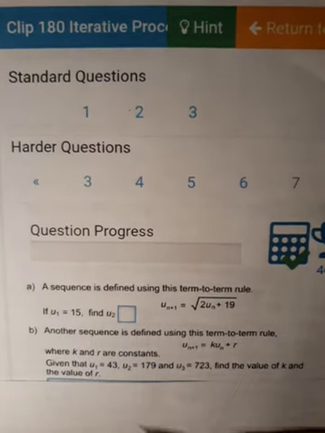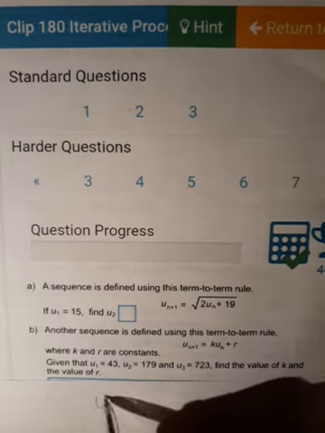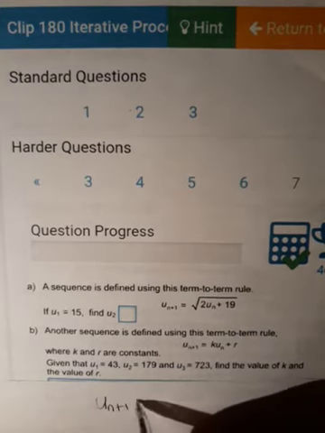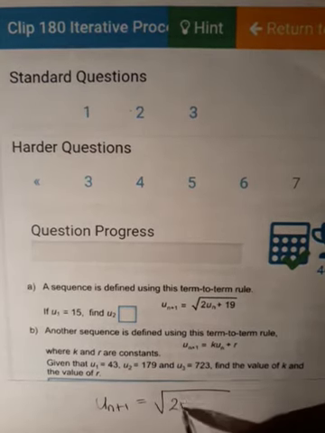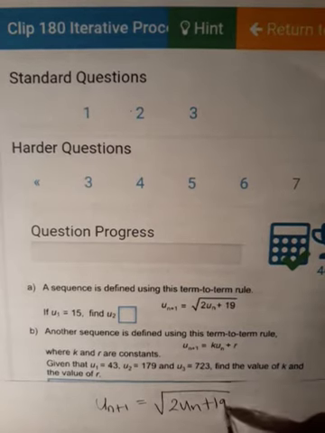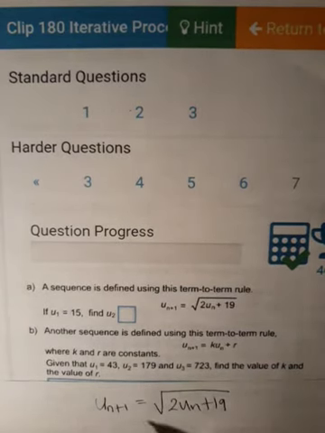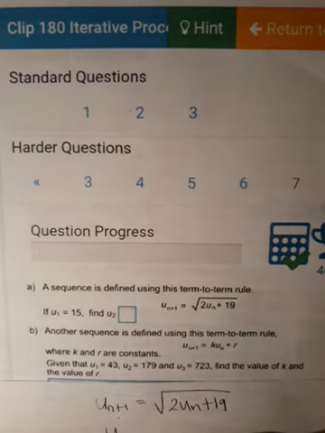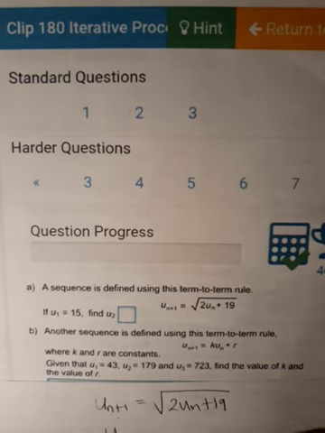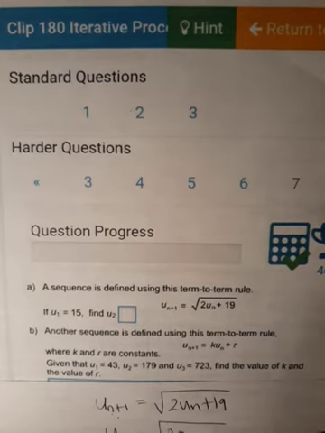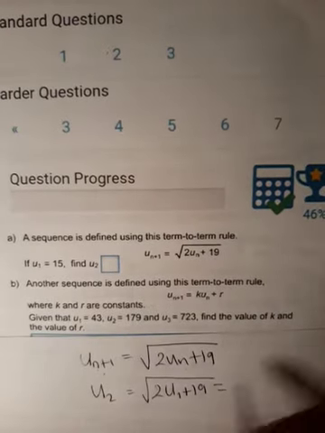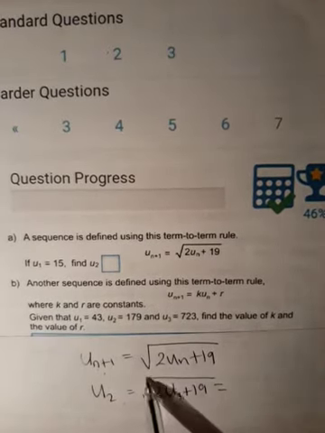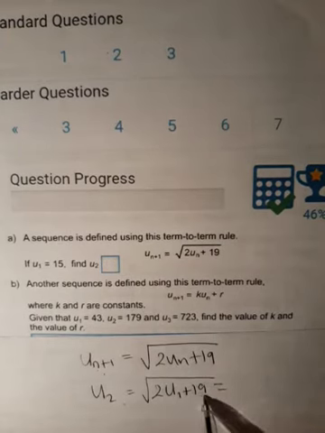Well, we should know that this iterative formula, this one here, plus 19. If that was a 2, n plus 1 must be more than n, and it's one more, so that's equal to the square root of 2 times u1 plus 19. If we carry on writing that now, u2 equals the square root of 2 times u1 plus 19.